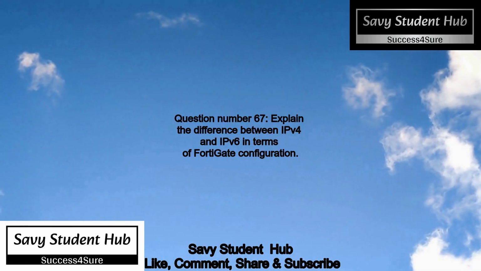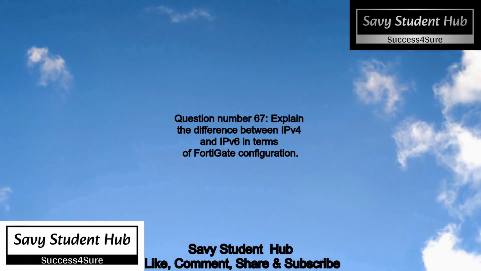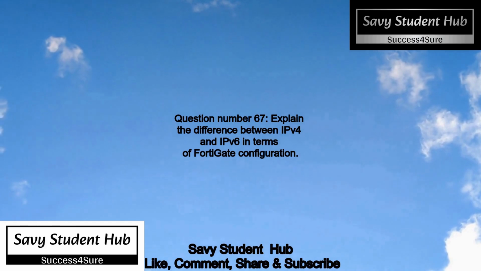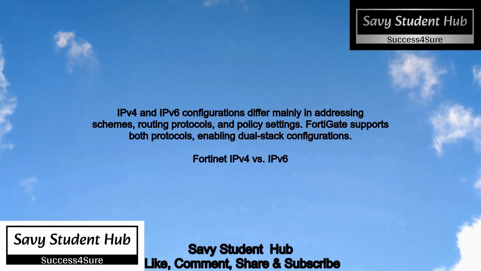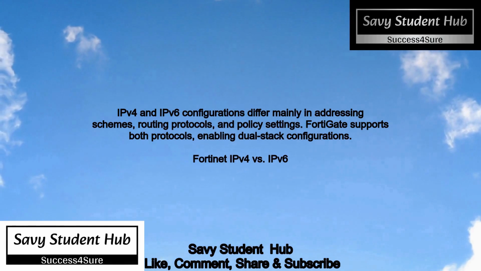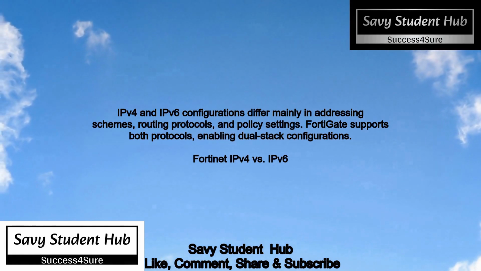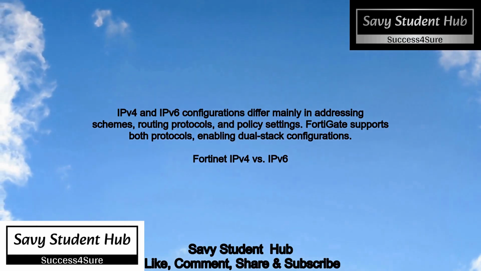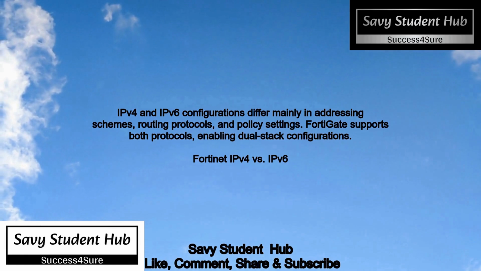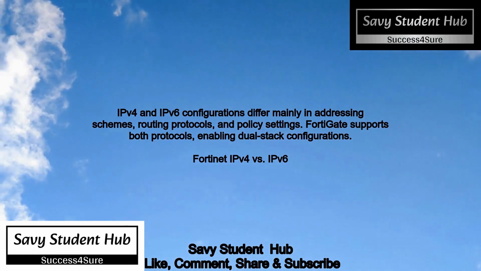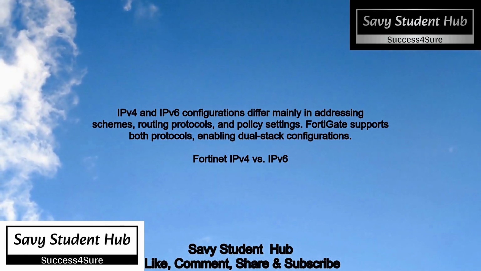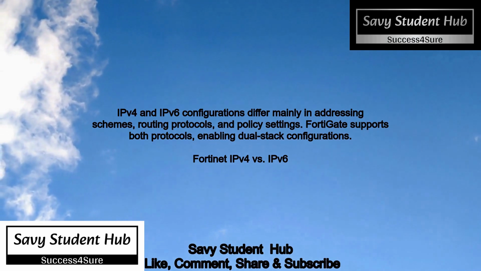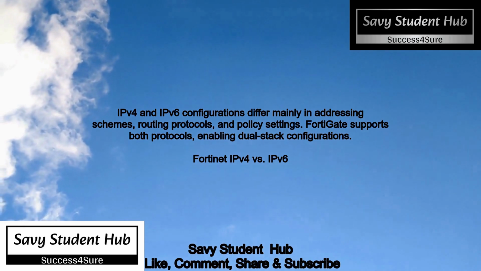Question number 67. Explain the difference between IPv4 and IPv6 in terms of FortiGate configuration. IPv4 and IPv6 configurations differ mainly in addressing schemes, routing protocols, and policy settings. FortiGate supports both protocols, enabling dual-stack configurations.